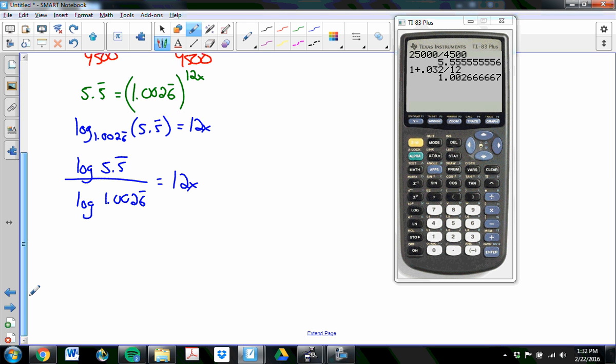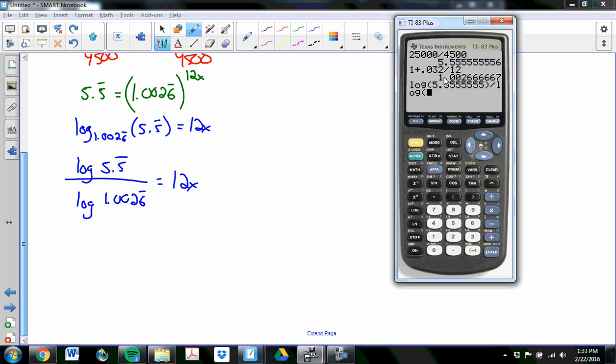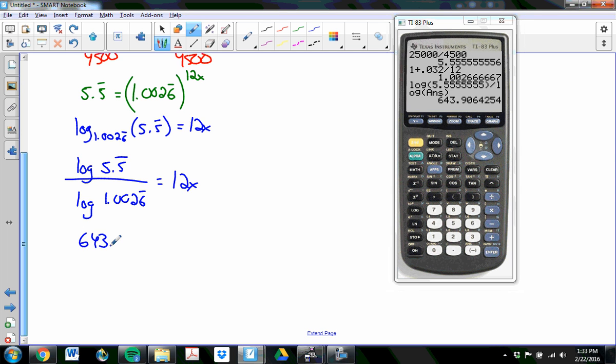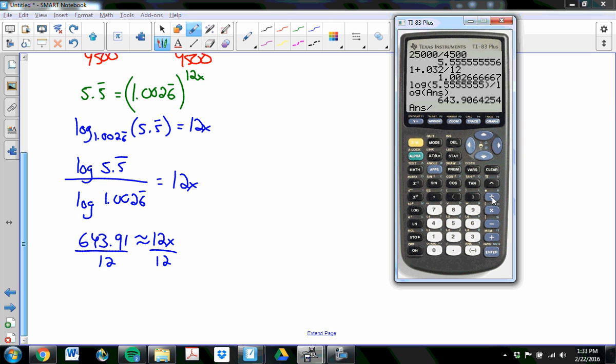I guess I'll calculate this first. I'll do the log of 5.5 repeating, so I'll just type in a bunch of 5s just to save some time. Divided by the log of, in this case, my previous answer, and I get 643.9. So now I divide everything by 12. And it's going to be about 53 years.